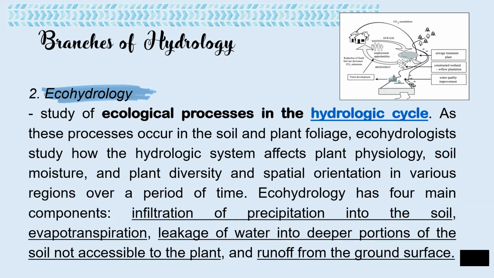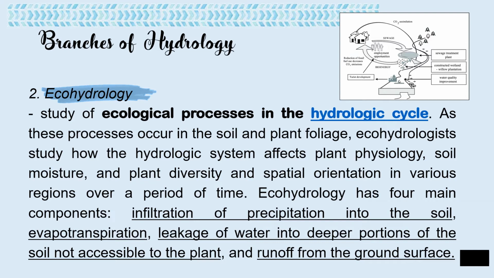Number 2, ecohydrology is the study of ecological processes in the hydrologic cycle. As these processes occur in the soil and plant foliage, ecohydrologists study how the hydrologic system affects plant physiology, soil moisture, and plant diversity and spatial orientation in various regions over a period of time.